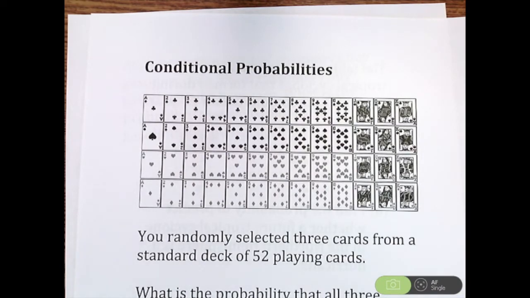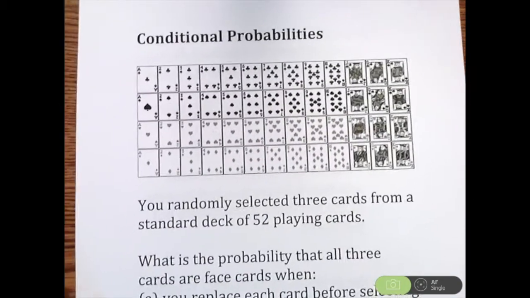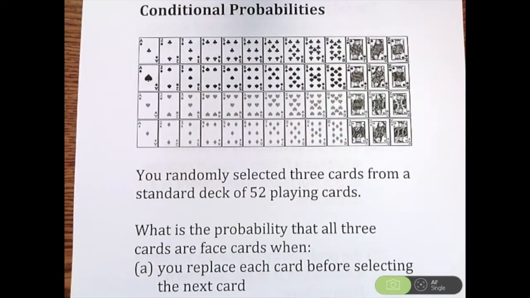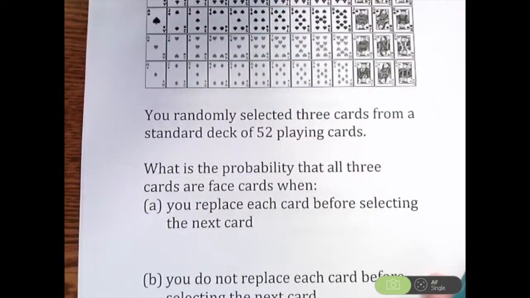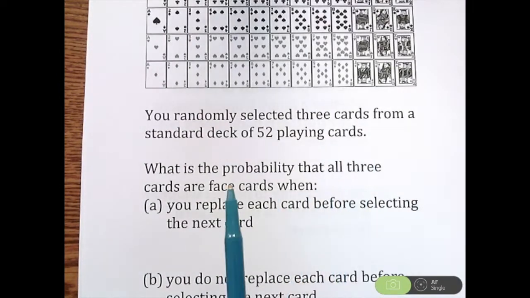Alright, I'm going to review some conditional probabilities. So, we have a deck of cards here. We're going to randomly select 3 cards from a standard deck of 52 playing cards. So we're going to select 3 cards from this deck. But we're going to have a few things going on. So we have to figure out what is the probability that all 3 cards are face cards when, part A, you replace each card before selecting the next card.